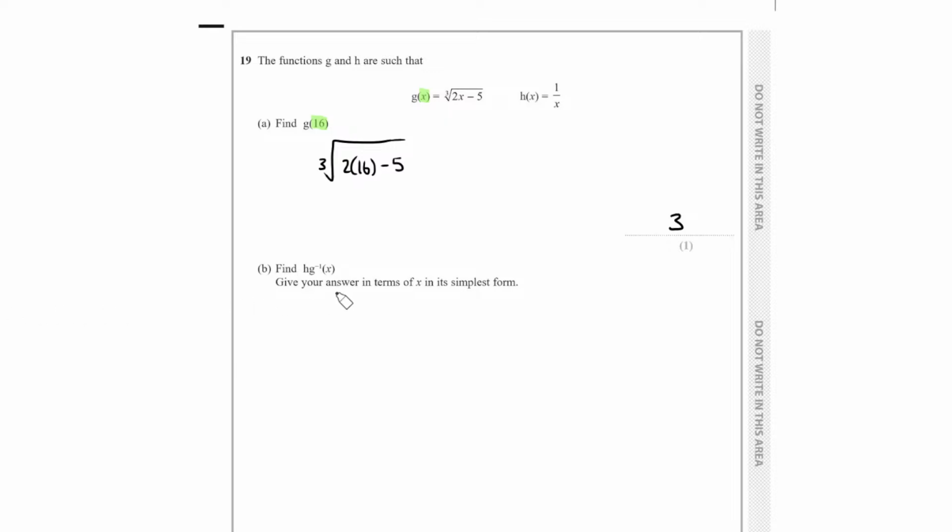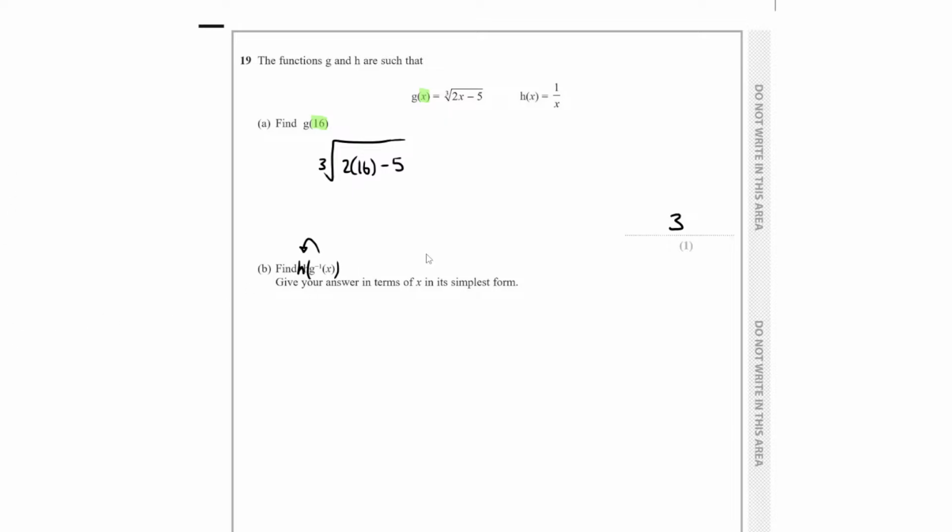Part B, we need to find h of the inverse of g. You kind of have to interpret that. That is saying I need to do the inverse. If you were to put brackets in, it would be like this. Invert g and then sub it as a composite function into h.